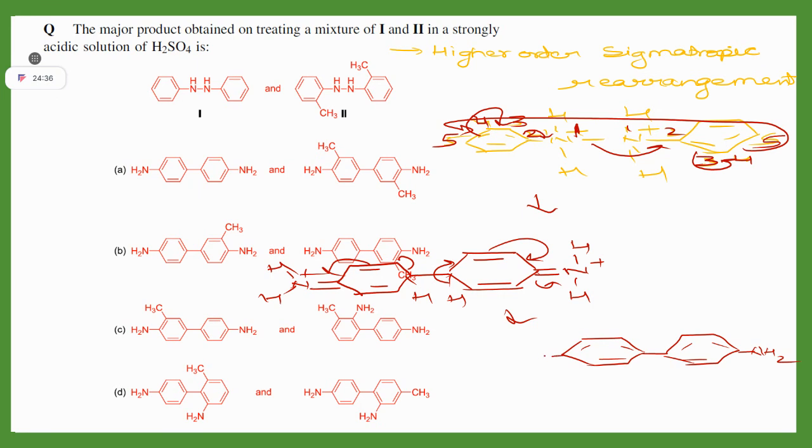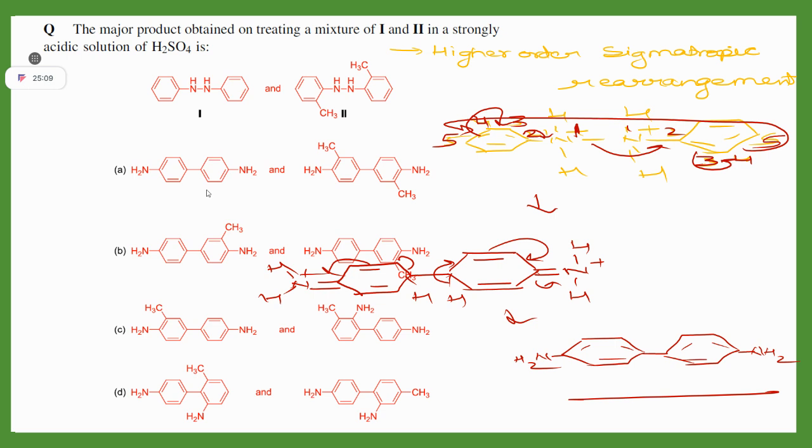NH2, NH2. So after sigmatropic rearrangement of this, what do we call it, diazine? This can undergo 5 sigmatropic rearrangement to afford this diamine. Yes or no? But the question was not this. They are asking the major product when we are treating this mixture.